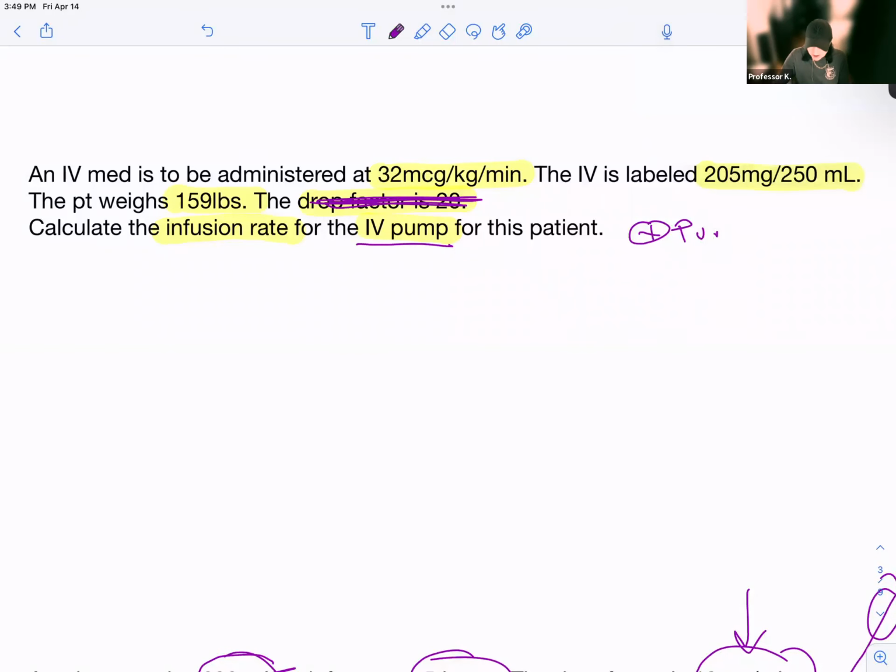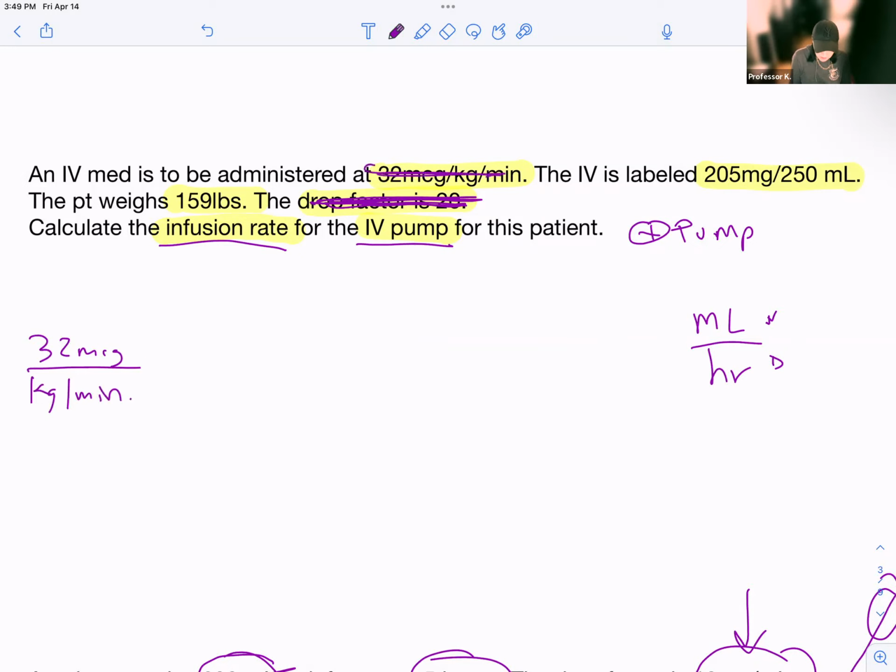All right, so like I was saying, I have a pump and I'm not going to use my drop factor because I have a pump. I don't need the drop factor. So I'm solving for milliliters an hour because it's saying infusion rate. What am I going to run this IV fluid at? So I know where I'm going. Milliliter in my numerator, hour in my denominator. Beautiful. All right, I'm starting with my 3-factor, 32 micrograms per kilogram per minute.